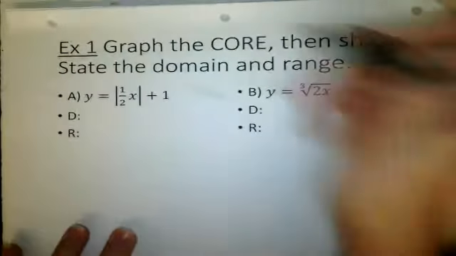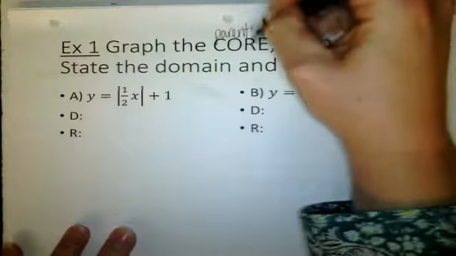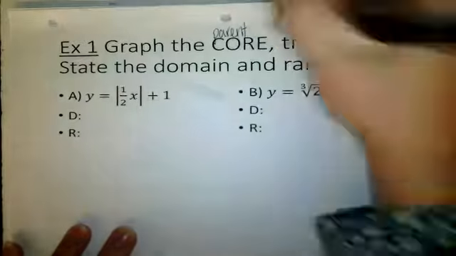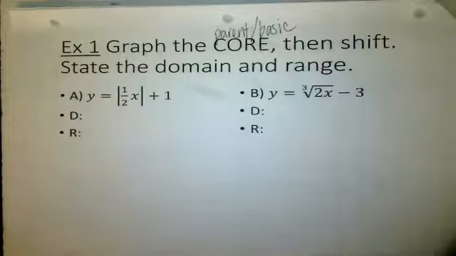Example 1, graph the core or the parent function, whatever word you want, parent function or base graph, the basic shape, then shift, state the domain and range. I change the word every year. I should really find a word that I like. Boring, graph the boring. Plot the boring graph and then shift. Okay. State the domain and range.